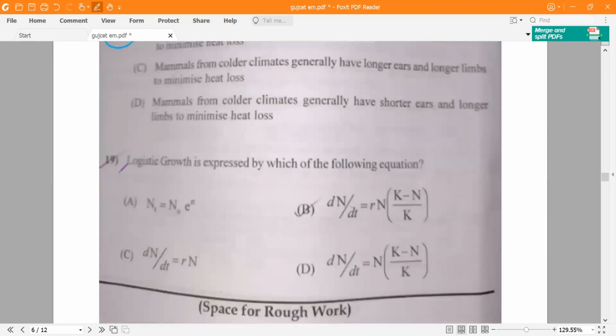Then it is the logistic growth curve. Again very easy. Logistic growth is represented by dN/dt = rN (K - N)/K. So B.